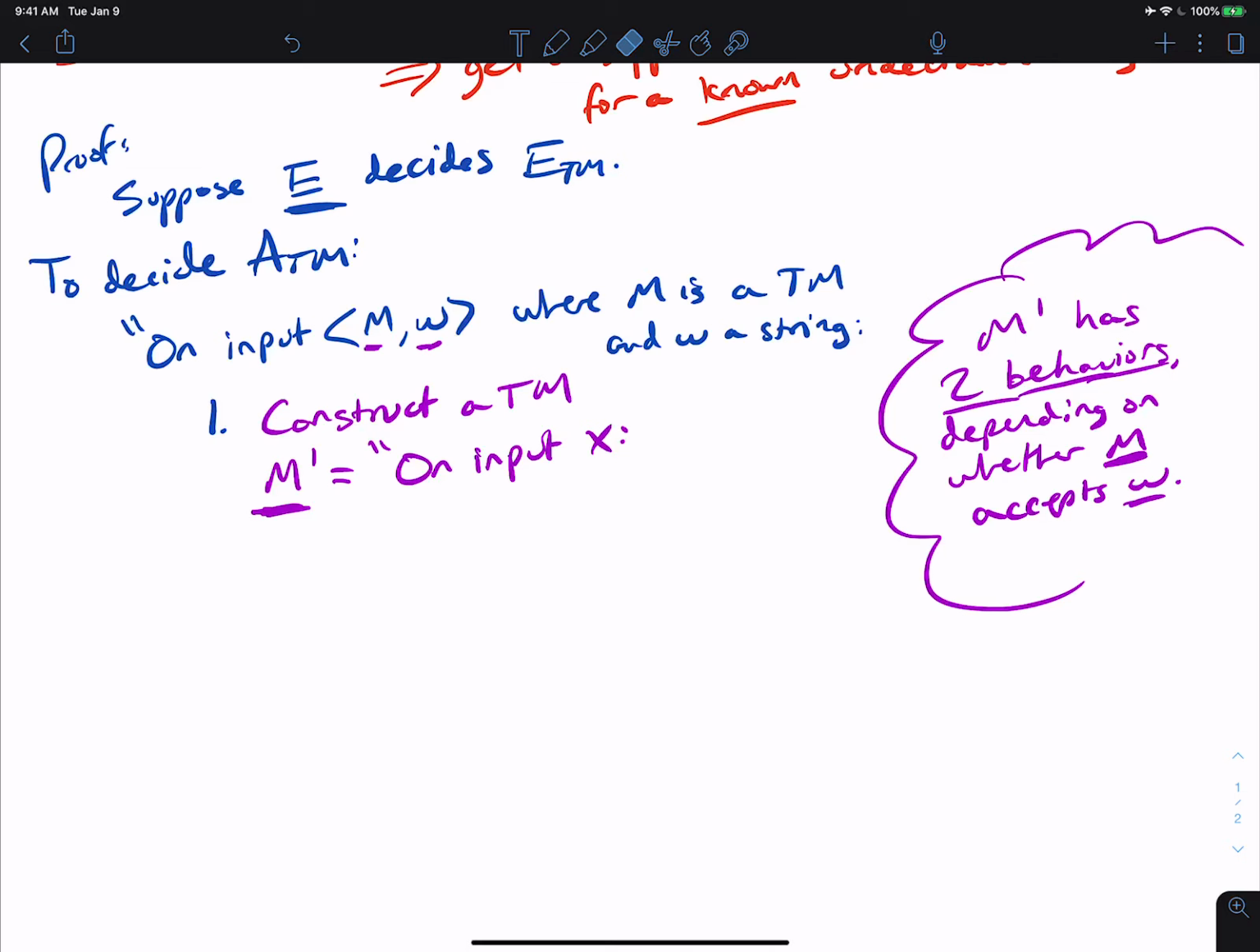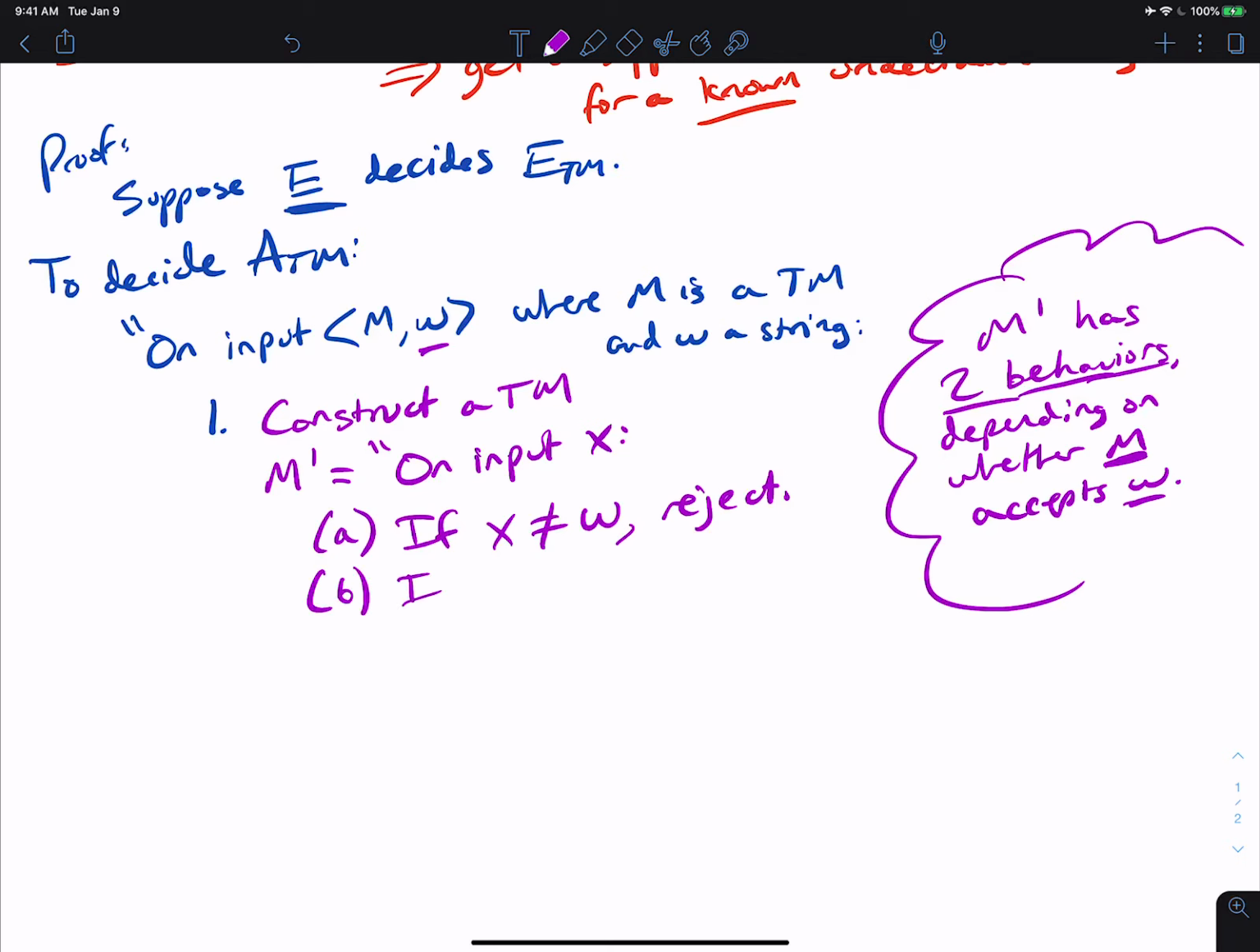So, in other words, we want M prime's language to be empty if M accepts W, or the other way around. And if M prime's language is not empty, we want the other condition to happen. So here's how this is going to work. The first step is, if X is not equal to the string W, which we were fed up here, then reject. Just reject it immediately.